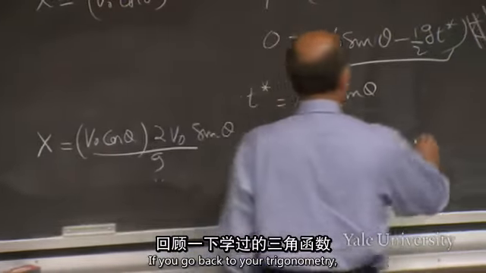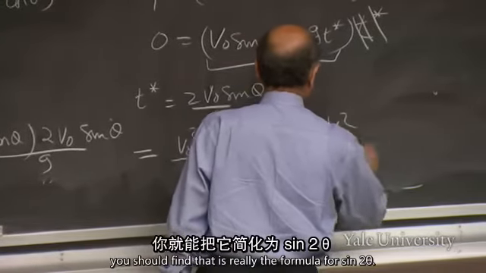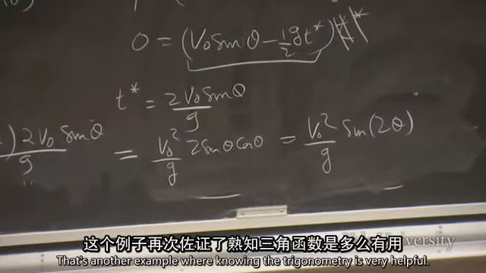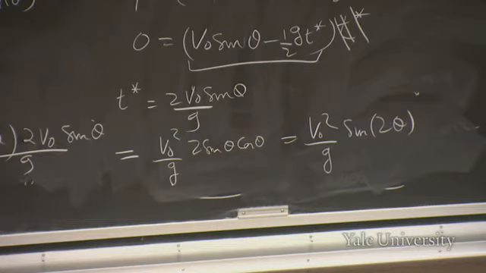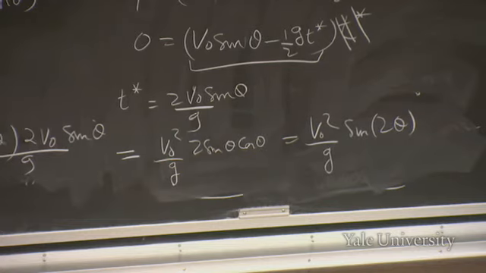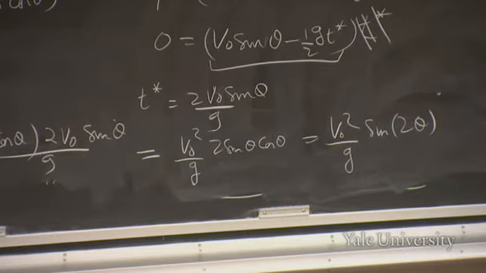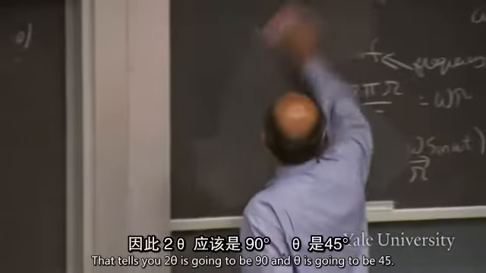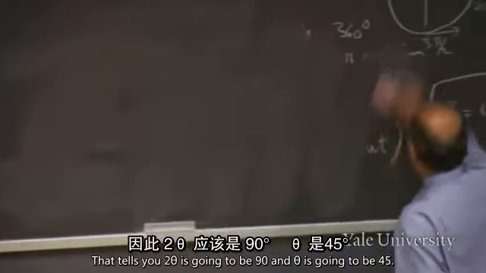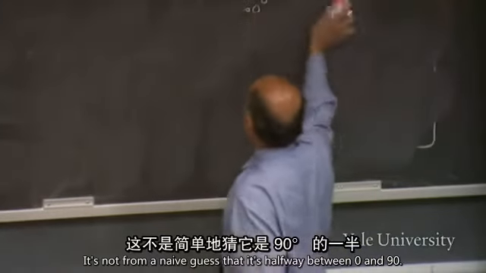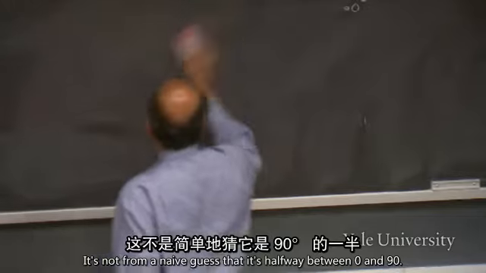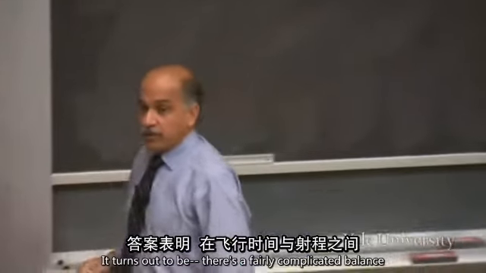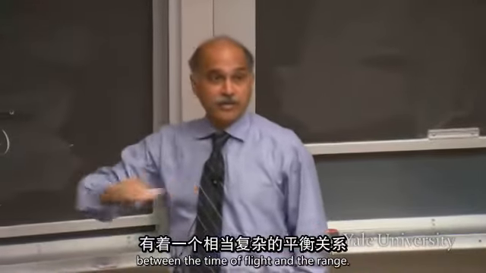Now, if you go back to your trigonometry, you should find that is really the formula for sine 2 theta. That's another example where knowing the trig identity is very helpful. Okay, so this tells you exactly what you want. It says make sine 2 theta as big as you can, and that tells you 2 theta is going to be 90 and theta is going to be 45. But it's not from a naive guess that it's halfway between 0 and 90. It turns out to be a result of a fairly complicated balance between the time of flight and the range.